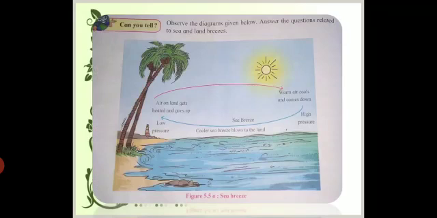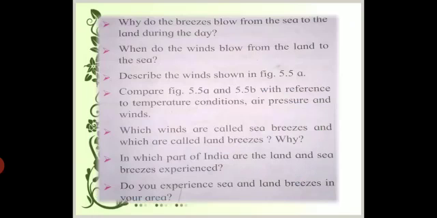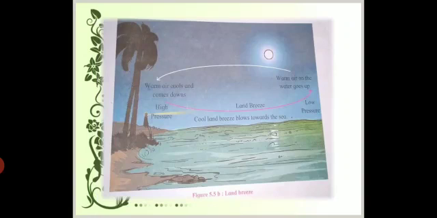Figure 5.5a shows sea breeze and the temperature is high due to the daytime as the sun is over the surface. The amount of breeze experienced on the land is more. Whereas in figure 5.5b, land breeze is shown and the temperature is low due to night time. Similarly, in the morning, the temperature of the land is low, whereas in the night it is high.